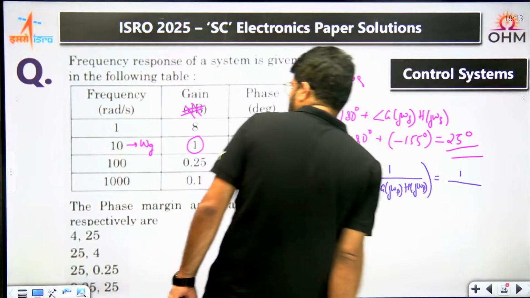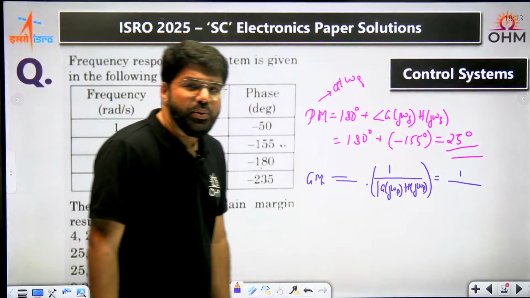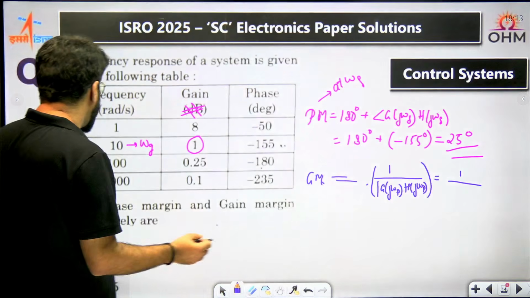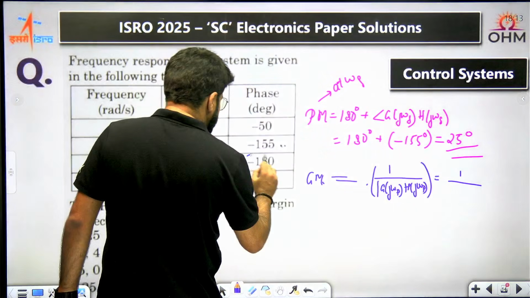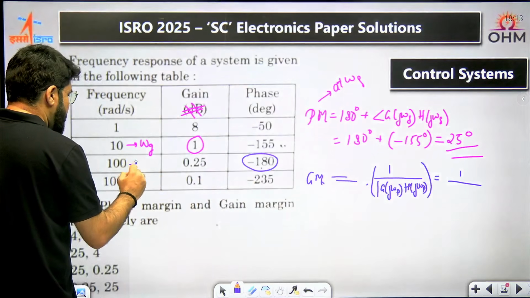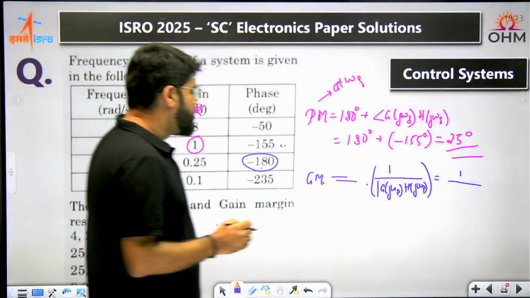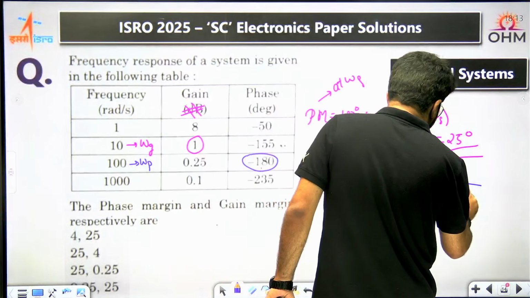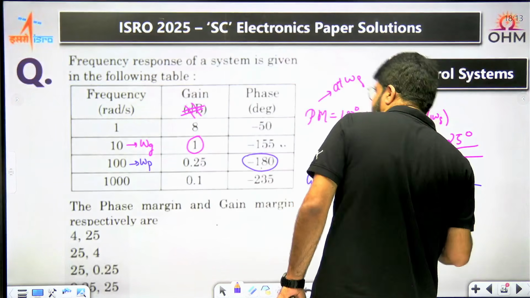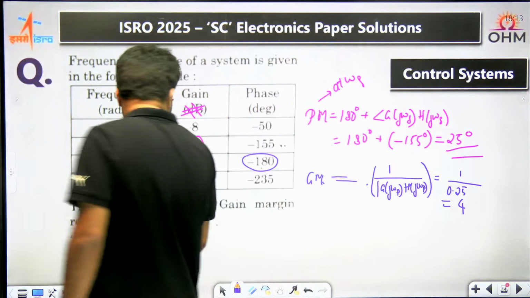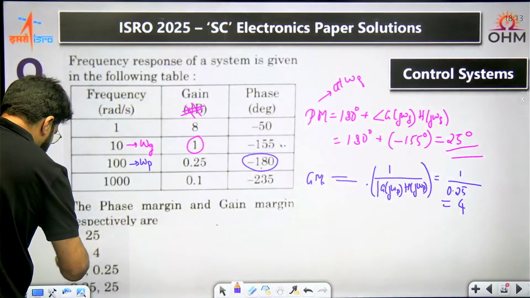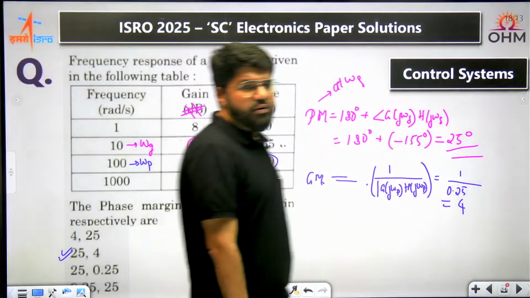Now see, what is omega p? Omega p is the frequency at which the phase of the system is minus 180 degree. Now where is this? This is minus 180 degree. So this corresponding frequency is omega p, phase crossover frequency. What is the gain? 0.25. So 1 upon 0.25, and that is 4. Not in decibel. So this was an incorrect entry. So 25 and 4, option number B is to be chosen.